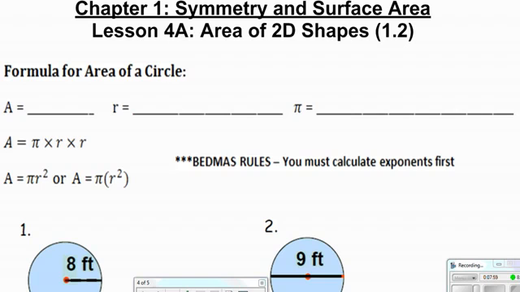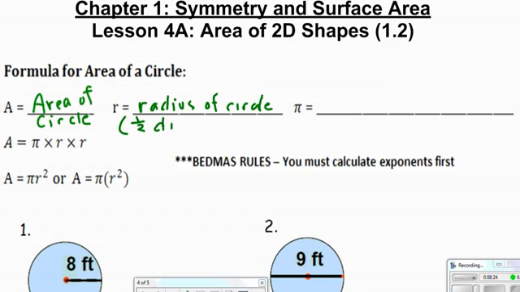So, lastly, to find the area of a circle, we use the formula area equals pi times radius, or area equals pi r squared. And so A is standing for the area of a circle. R is the radius of the circle. The radius is also half the diameter.